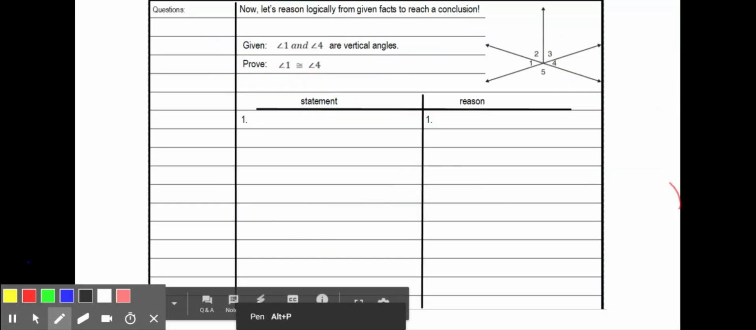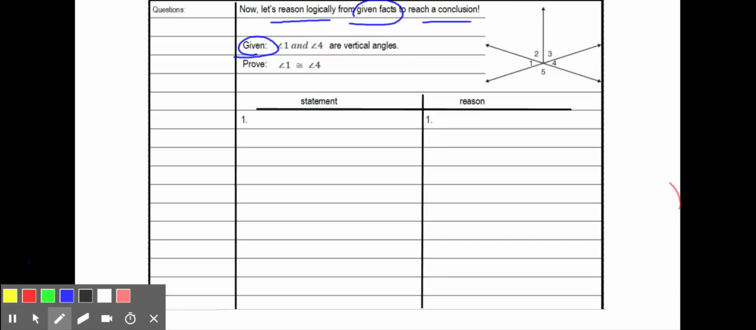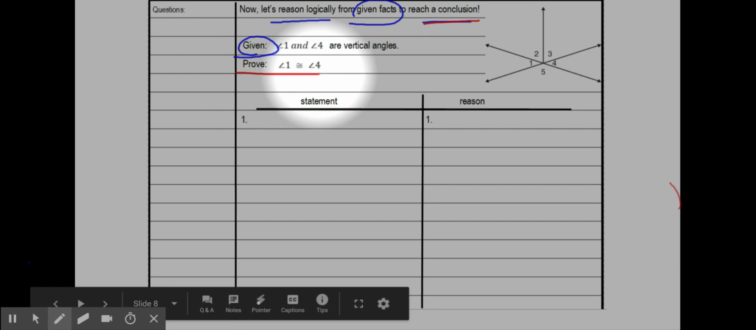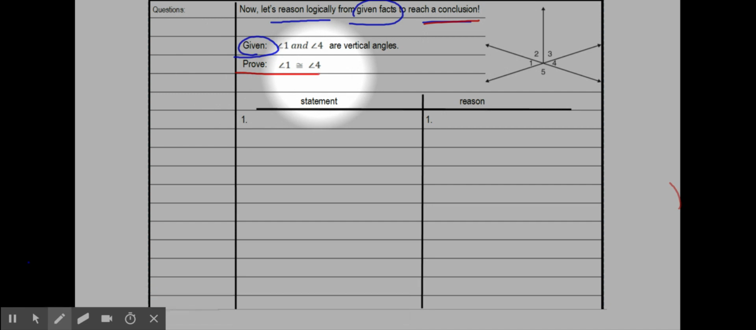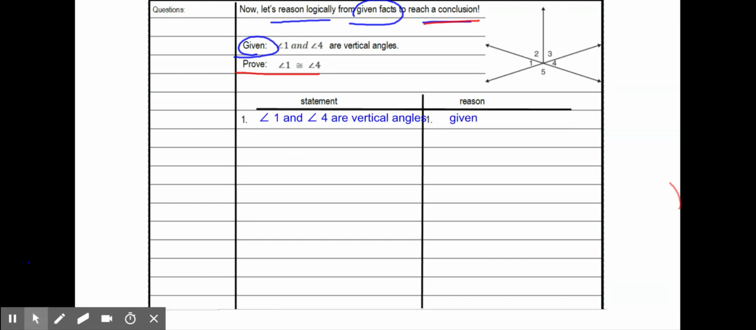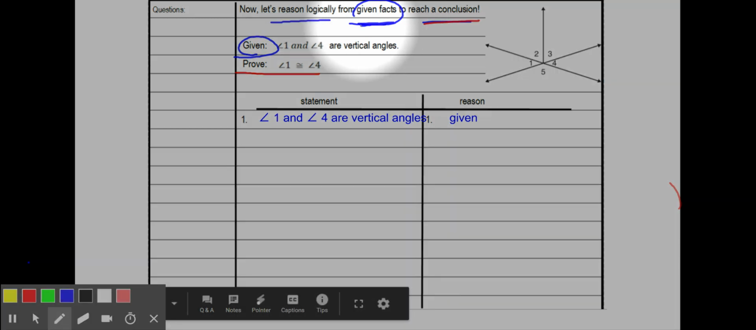All right, let's do our first proof. Exciting. We're going to reason logically from given facts. Here are our given facts, and we're going to reach a conclusion. The conclusion is to prove that angle 1 is congruent to angle 4. We have to start our proofs with our given information, because that's all we know. And when we talk about given facts, we're talking about definitions and our rules.